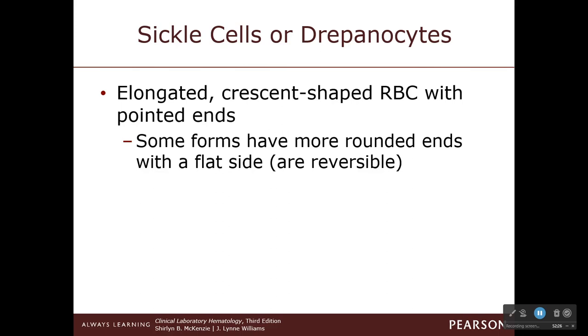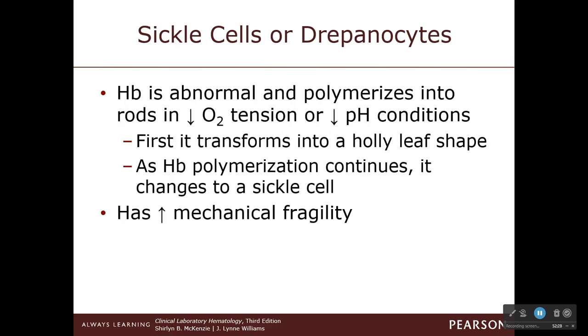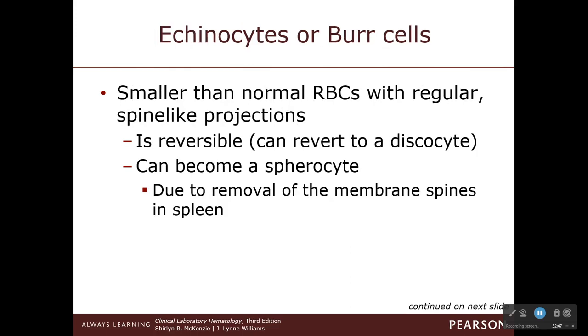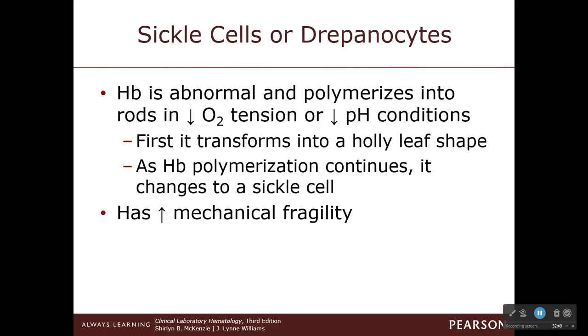Okay, as we go. All right. So just like we talked about, there's an abnormal hemoglobin. It polymerizes, which means basically it turns into a milkshake. Instead of being liquid form, it turns into a milkshake, gets thick, and so it causes the cell to basically draw in on itself.